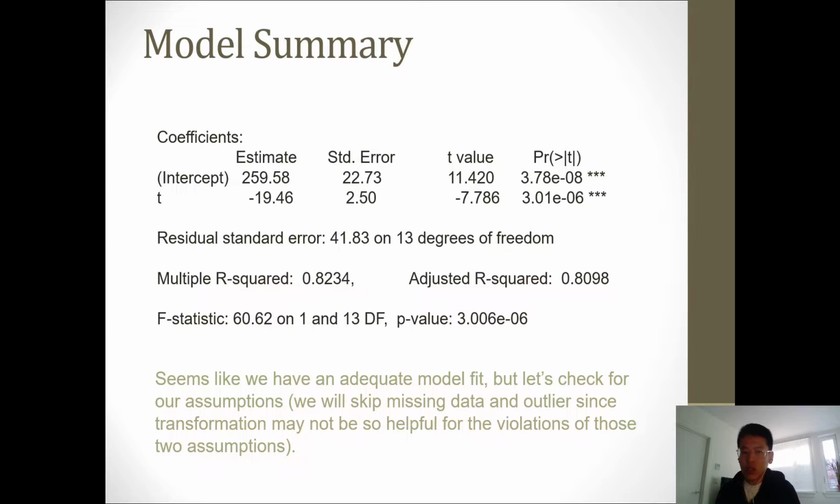Here our model is actually significant, right? Our F test is significant, so it means that the predictor significantly predicts the outcome. And our R square is 0.82, which means 82% of the variance is explained by this independent variable. So it looks like we are good, right?